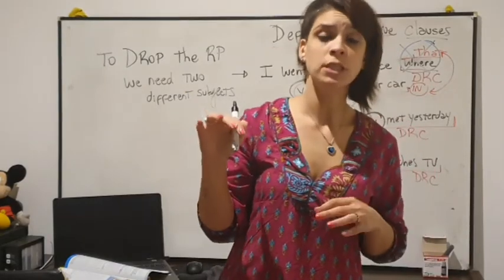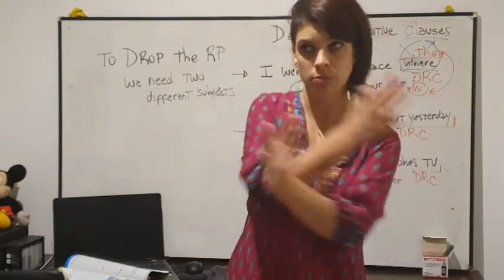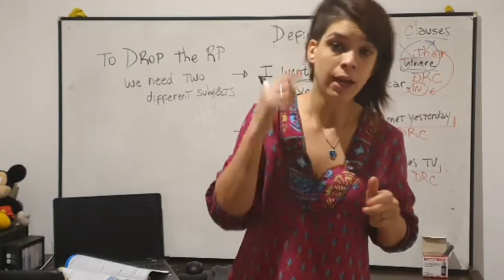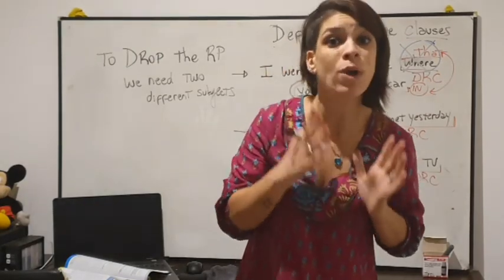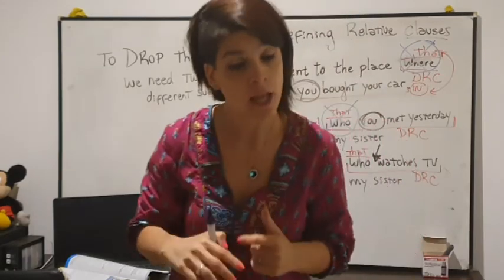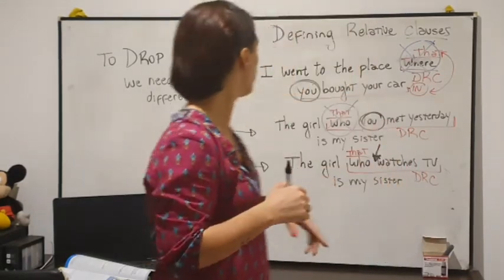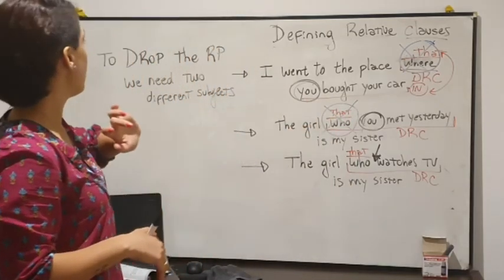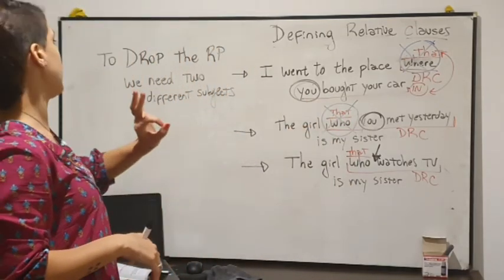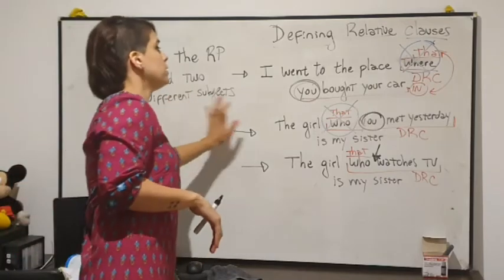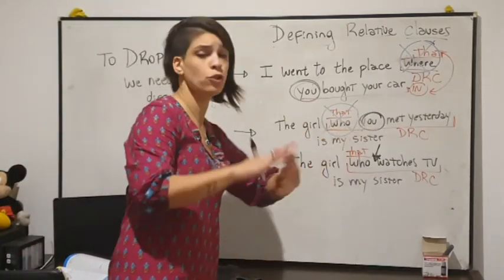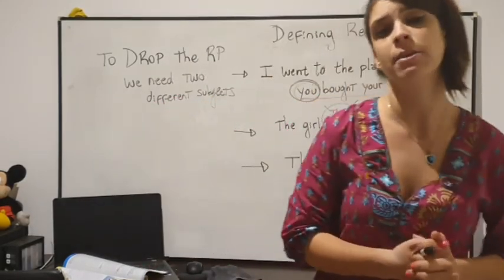So we have two things: non-defining relative clauses and defining relative clauses. Then we have when we can replace that, remember, only in defining relative clauses. And the last thing is when we can drop a relative pronoun. We can eliminate the relative pronoun only if we have two different subjects, like I and you, the girl and you. In this case, it's the girl and the girl, so you can't drop the relative pronoun, okay?